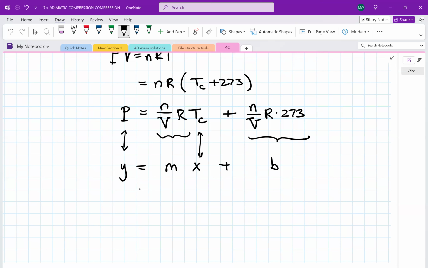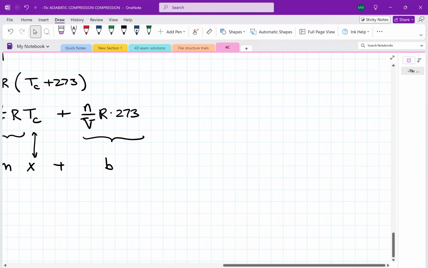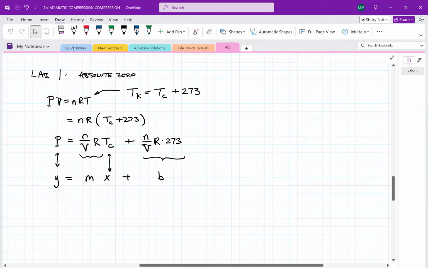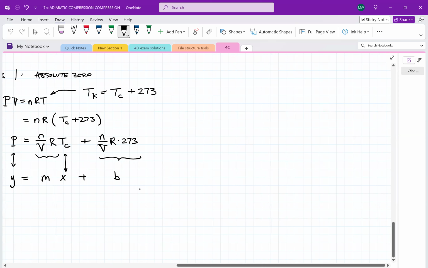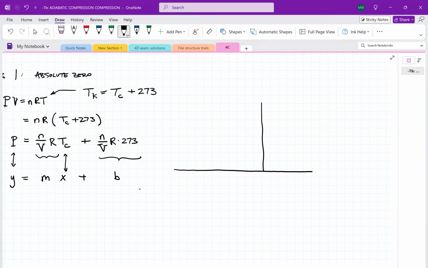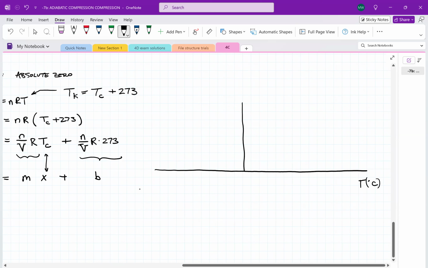So this gives us a line, the graph of which, if I just move this over and shrink this down a little bit, would be graphing pressure as a function of temperature, like this. This would be the temperature in centigrade. This would be the pressure.